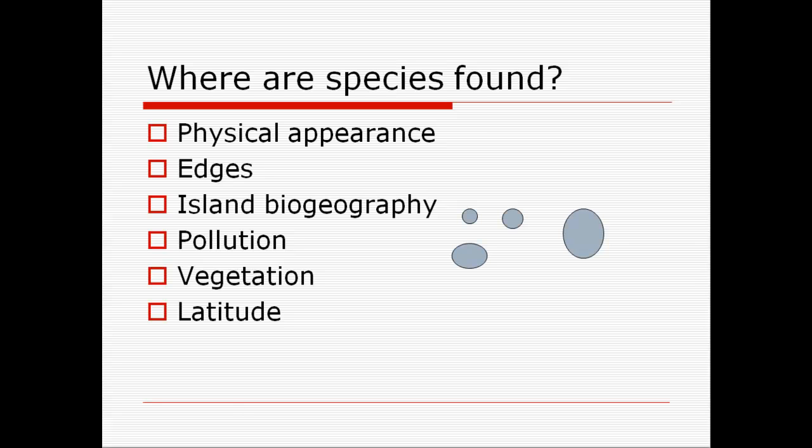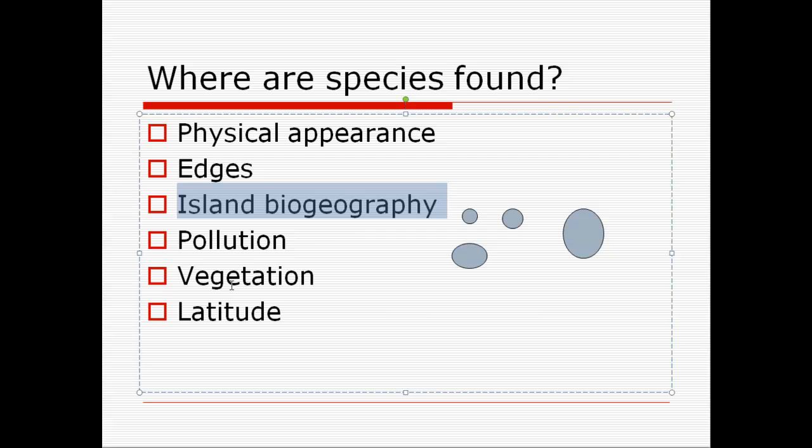Okay, so that's where we can find species. I think some of these maybe seem more obvious. We're going to get more into pollution. Keep in mind the island biogeography. And the rest of these, I think you could maybe figure out, even if you just needed a few explained to you.